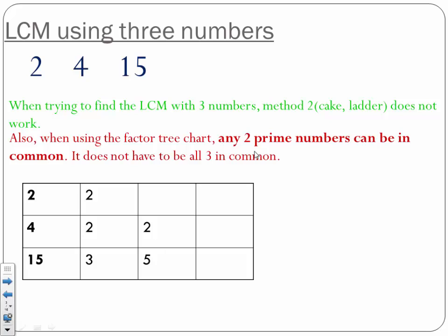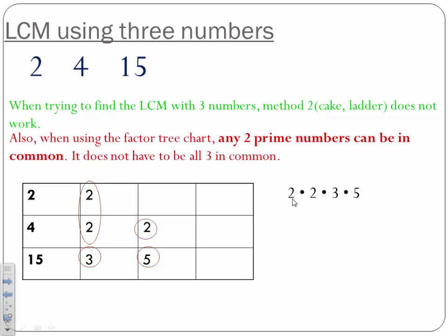So back up to this. Any two prime numbers can be in common. So let's look for two prime numbers. So I hope it's pretty easy to tell that we have a pair of 2's. So again, notice it doesn't have to be all three. Okay, we have a pair in common. We have nothing else. So I'm going to count this pair of 2's once as itself.